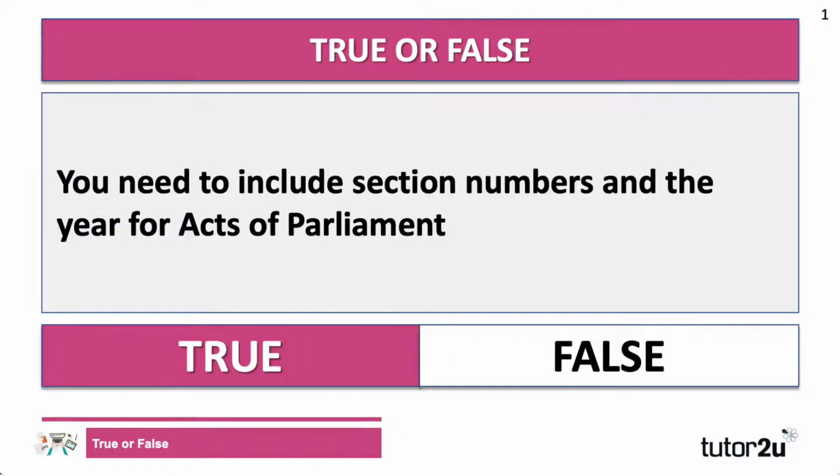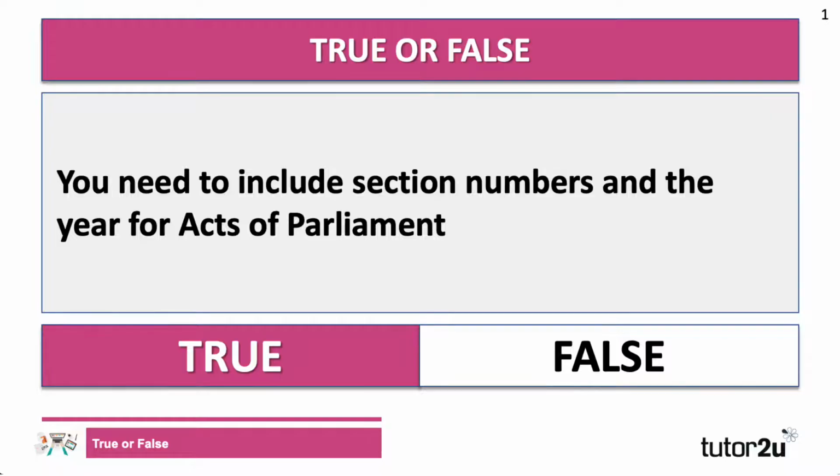Thank you very much. All right, this is a quick true or false, so fingers ready on the chat. True or false, you need to include section numbers and the year when you include Acts of Parliament. Just pop your answer in the chat quickly. Tell me whether you think that the answer is true or false. And we'll see how many people get it right. So you need to include section numbers and the year if you are including Acts of Parliament in your answer.